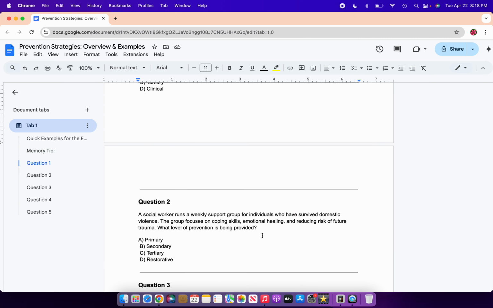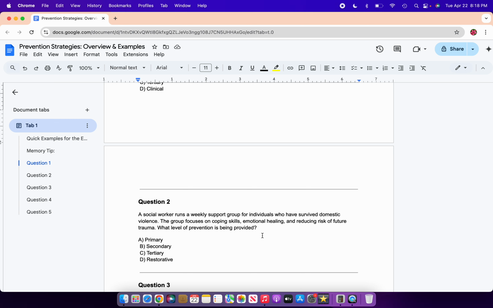Next question. A social worker runs a weekly support group for individuals who have suffered domestic violence. The group focused on coping skills, emotional healing, and reducing risk of future trauma. What level of prevention is being provided? So is it primary, secondary, tertiary, or restorative? We know it's not restorative because that's not a prevention strategy.